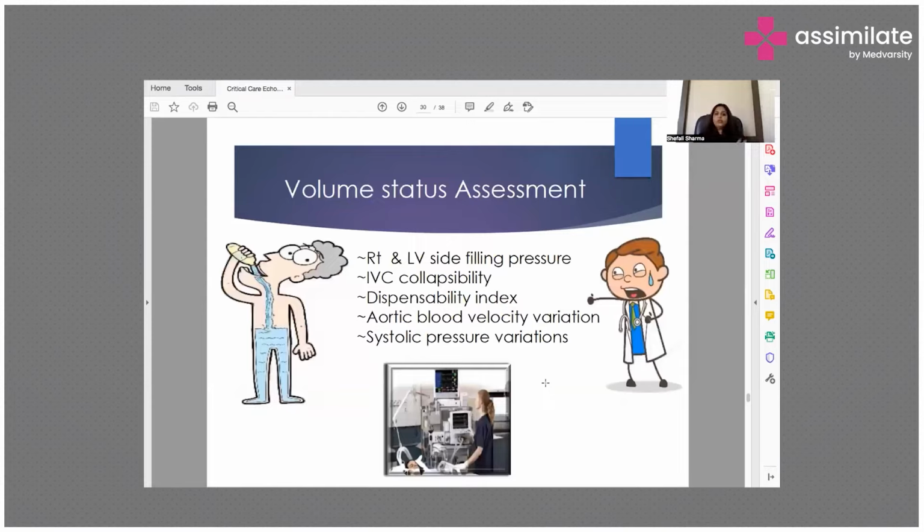Also, the volume status assessment. If a patient is hypovolemic, or you have to check the volume status of this patient, you have to look at the right and left ventricular side filling pressures. You have to see the IVC collapsibility. So with respiration, is the IVC collapsible or not? And how much is the distensibility index? How much is your aortic blood velocity variation? And how is the systolic pressure variation?